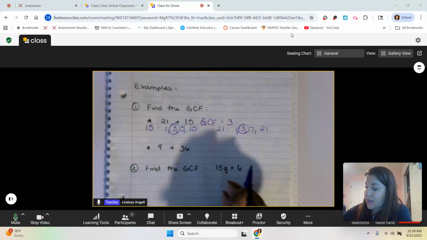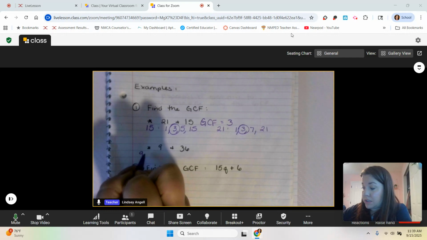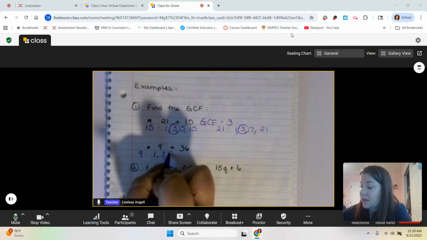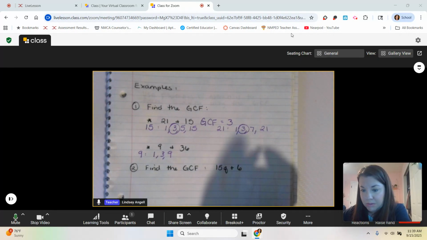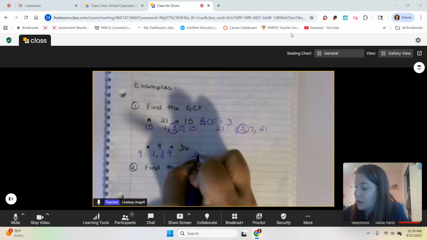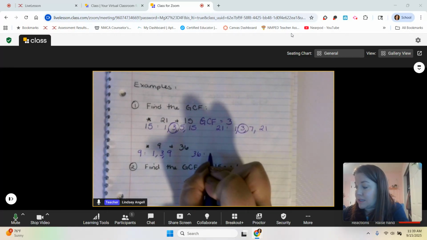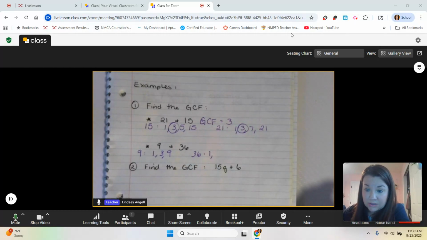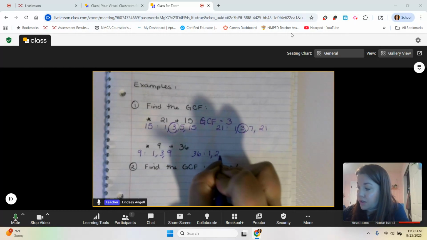Okay, same thing with 9 and 36. Again, if you want to, make lists of them. 1 goes into 9, 3, and 9. Those are the only numbers that we can divide by and get a whole number as our answer. Then we have 36. Well, this one has quite a few more. 1 can go into it, because 36 goes into it. 2 can go into it.